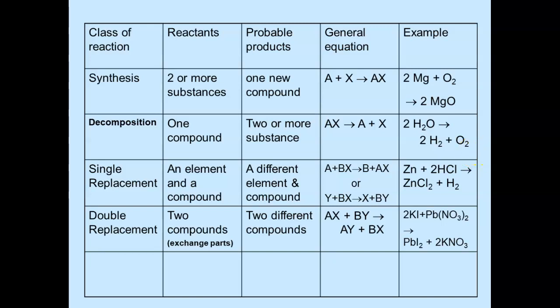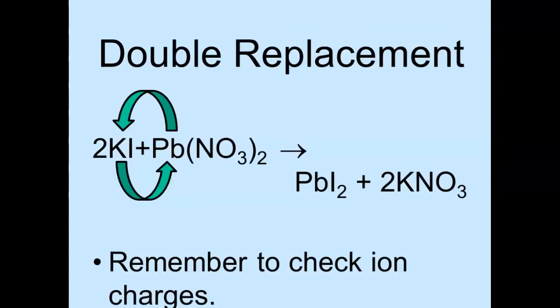The A goes, it's kind of like square dancing. The A is going to go with the Y and the B is going to go with the X. Make sure that the cation stays in front and the anion in back. And let's take a closer look at that example. So here it is. We have the potassiums going in where the lead was, and the lead's going over here where the potassium is. And when you make these compounds, you have to always check those ions.